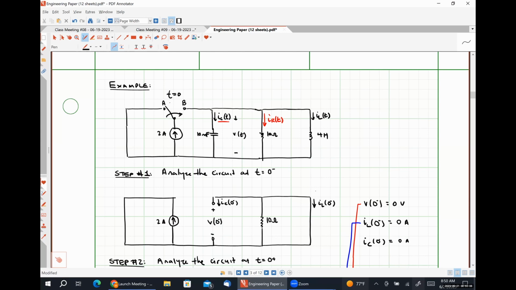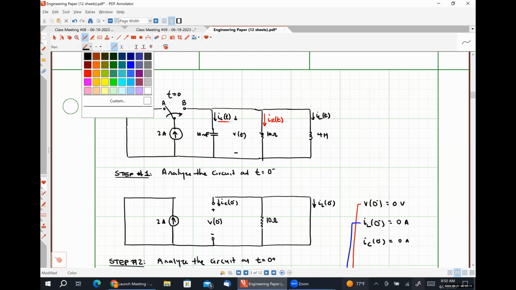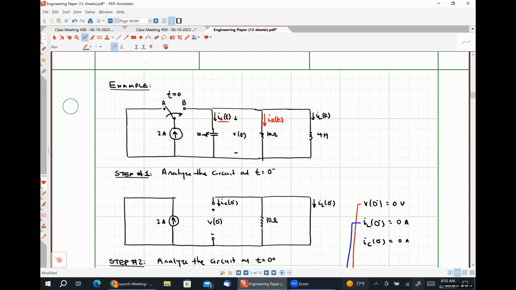So what I mean specifically, I'm just going to do this as a quick aside here. I know that IC plus IR plus IL is equal to 0, which means IR would be negative IC, something I'm already solving for, plus IL, something that I can solve for. So that would be one way for us to do it.